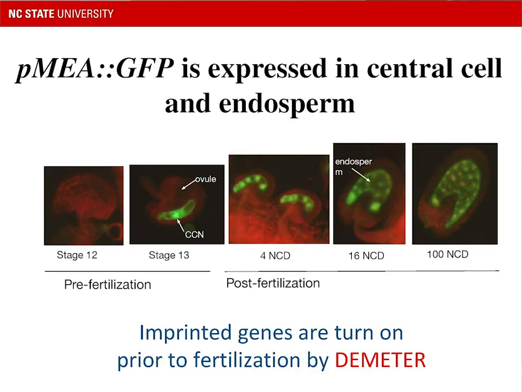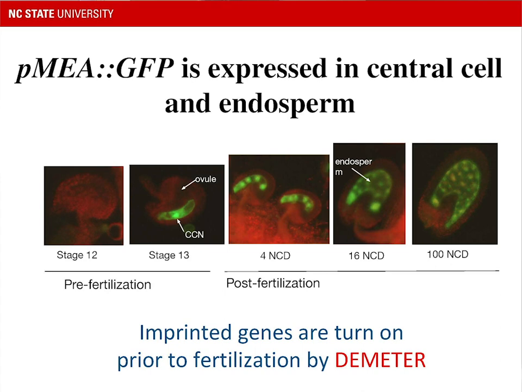So this is a maternally expressed gene. If we look at the expression pattern, it's turned on right before fertilization occurs, in the central cell. And once it's turned on, the expression persists during endosperm development. But in order for this to be turned on, it needs the DEMETER gene. If you look at the DEMETER expression, it's only on in the central cell, it's not on in the endosperm.